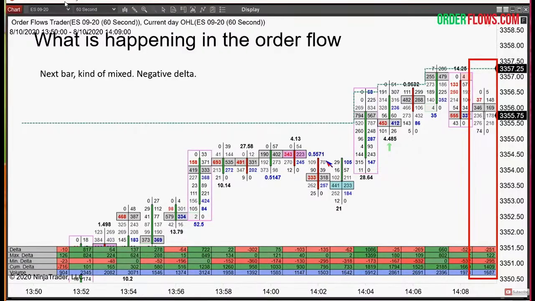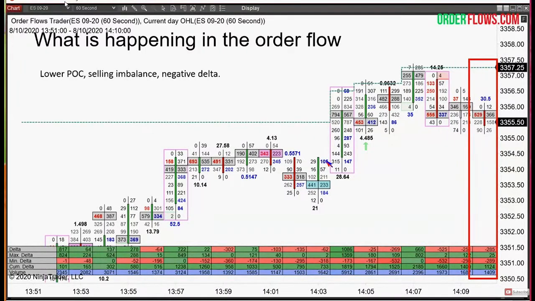Okay, so the next bar comes in, kind of mixed. You got negative delta, which is obviously bearish. Point of control is 1 tick higher, and you still have one selling imbalance in there. The bar is a doji, it opens and closes at the same price, so it's kind of neutral. Then the next bar again comes in, negative delta, got a lower point of control. Now the point of control is the same as it was 2 bars ago, so we're sort of putting in value here, but the bar's got an imbalance in it, and it's got negative delta. So sellers are slightly in control now.